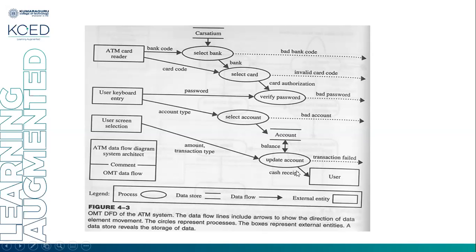Next one is the cash receipt. The user receives the cash. So this is the example of the OMT data flow diagram for the ATM system. Data flow lines include arrows to show the direction of the data element movement. The circle is the process, the boxes represent the external entities, and a data store reveals the storage of the data.